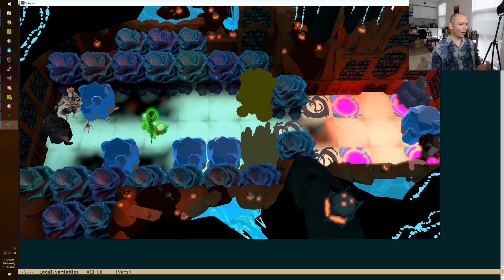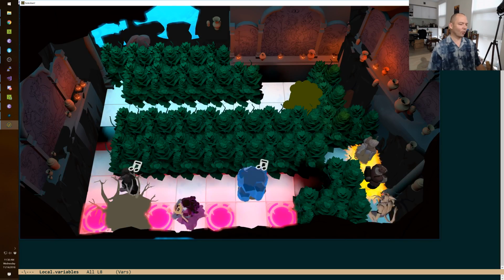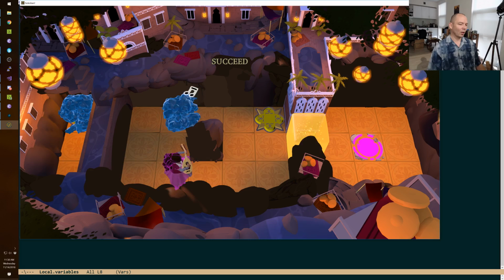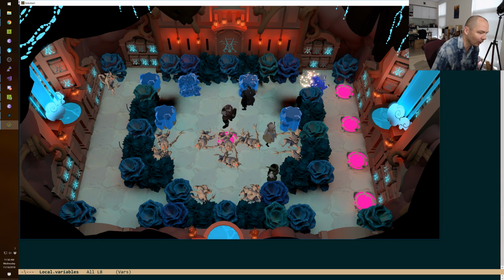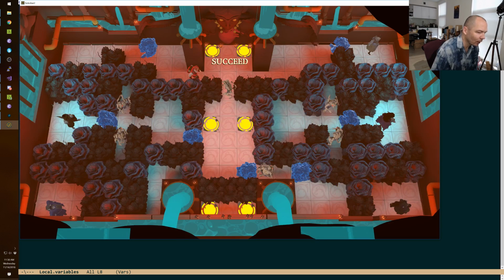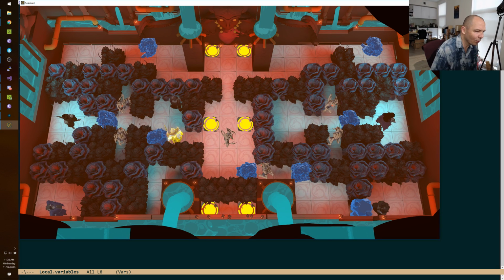But wait, now these goblin levels are going fast. I guess just in release build they go fast. So we must be doing something. Oh, this one's slow. Okay. Even when they're dead, it's going slow. That's weird.